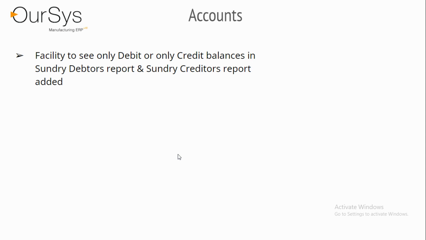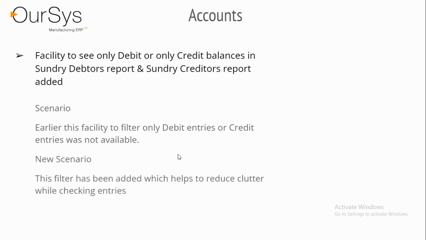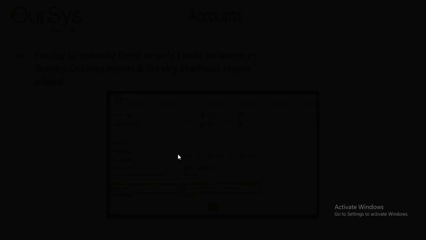The next thing we have done is the facility to see only debit and credit balances in the sundry debtors and sundry creditors report. Earlier, this facility to filter only the creditors, or only the debit entries or the credit entries, was not available. Now we have given a scenario which helps to reduce the clutter while putting entries. So you can filter the data with DR balance or CR balance. It will help you to easily identify the data and work on it.